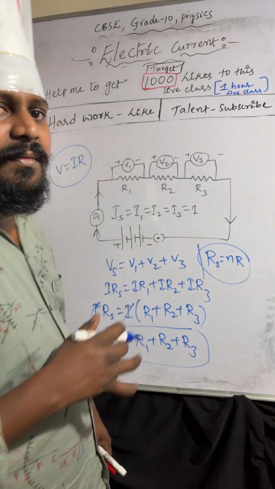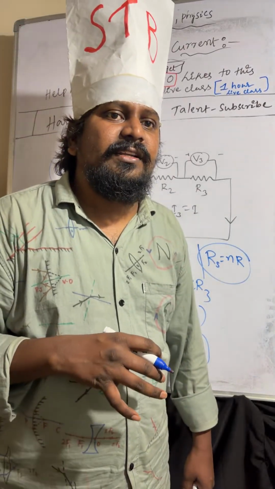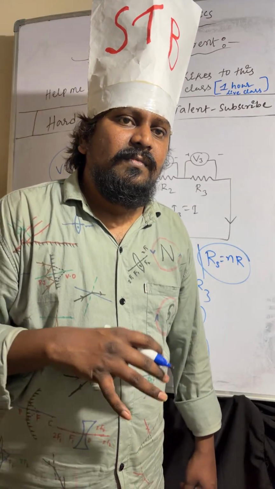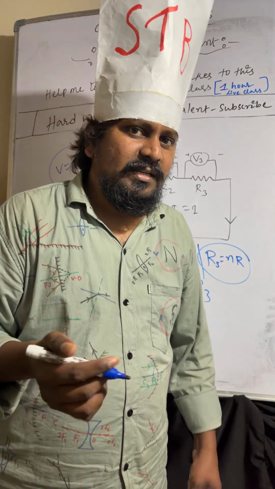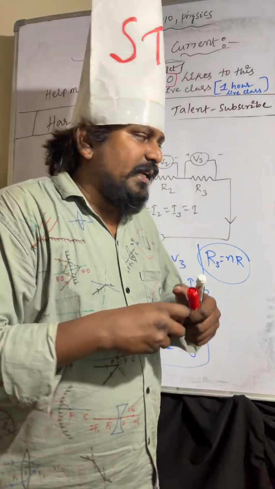Understood? If n number of resistors, each of resistance R, are connected in series combination, R_s is equal to nR. Understood? I hope it is very clear. Next one.